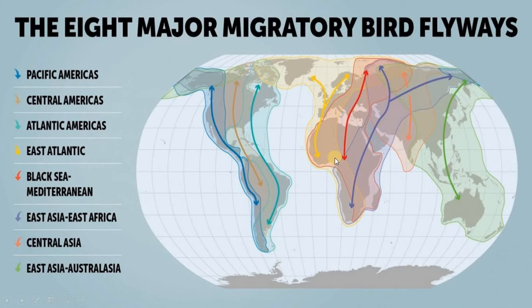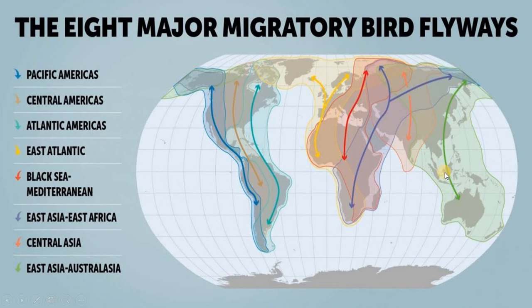Further, Black Sea Mediterranean region. From Africa to the Mediterranean region, and from the Mediterranean region to Africa. Mediterranean region refers to the Mediterranean Sea. Here these birds keep migrating. Further, East Asia to East Africa. What is happening here? From somewhere in East Asia to East Africa, the birds keep migrating in these directions. Then Central Asia, almost in Central Asia, so India to almost China and China back to India. So this is the Central Asia migratory route.